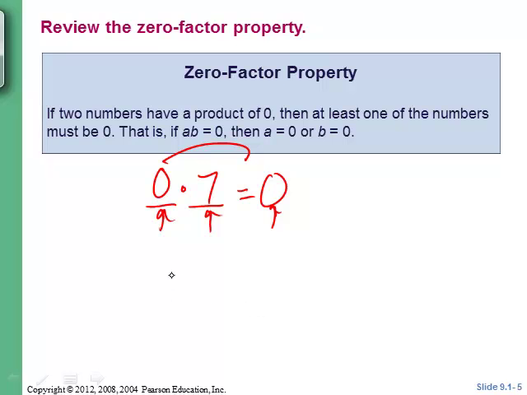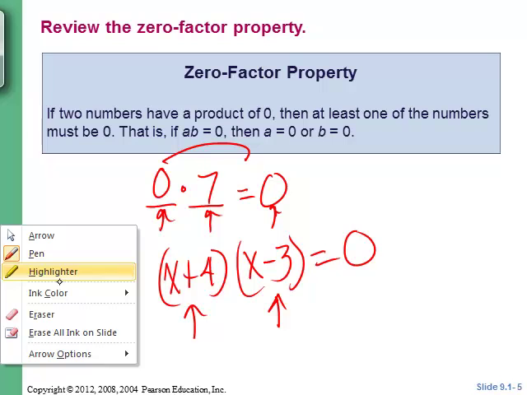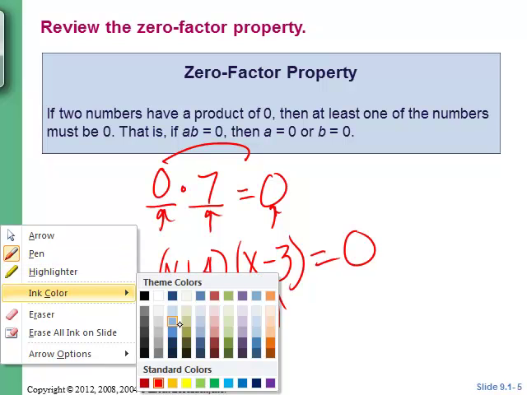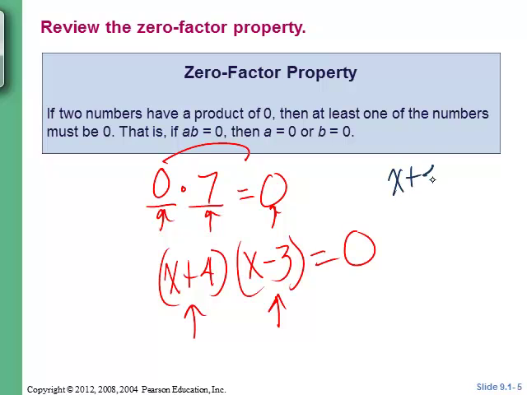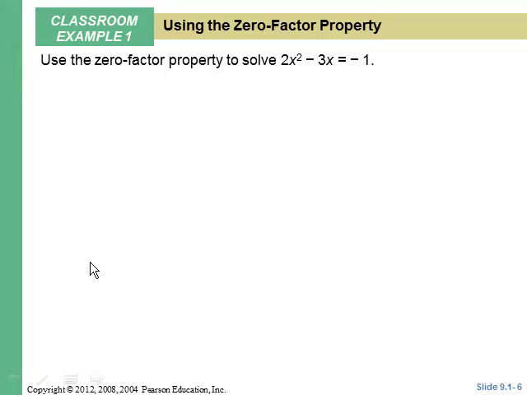Okay, I'm thinking of two numbers, x plus 4 and x minus 3, and I'm going to get 0. Well, either this is 0 or this is 0. What does that mean? Well, that means if I take x plus 4, that's got to be 0, which means x is negative 4. Or x minus 3 is 0, which means x is positive 3. Those are my only two options. If my answer is 0, one of those two numbers has to be 0. Okay, so let's use that zero factor property to solve this equation.